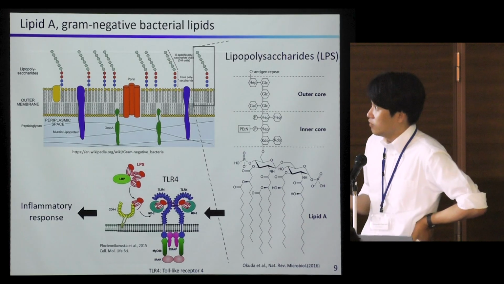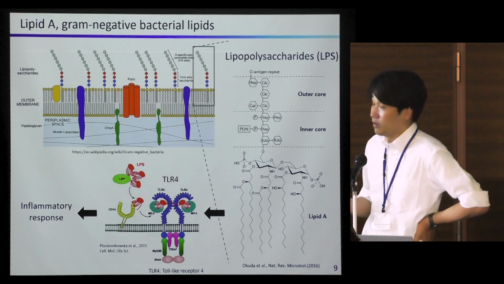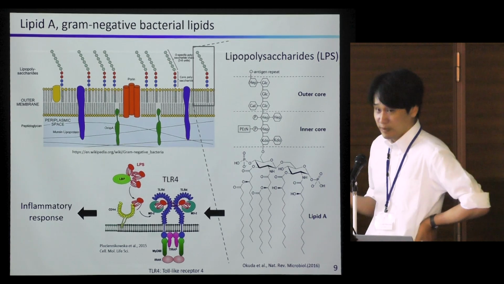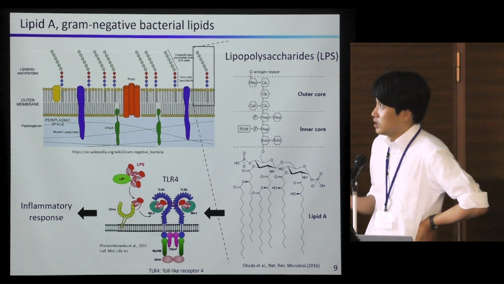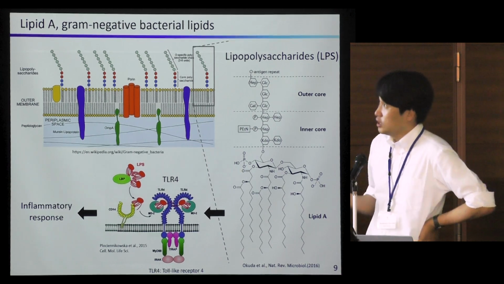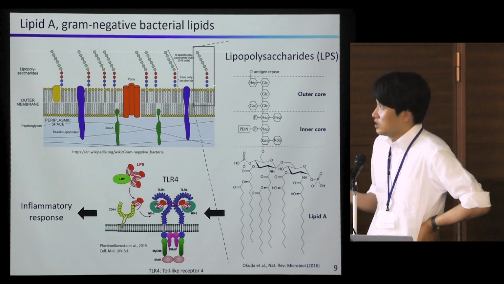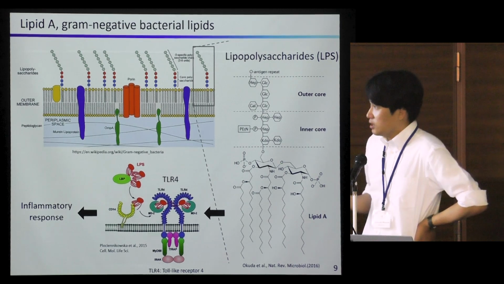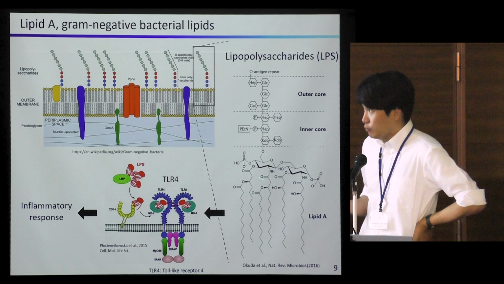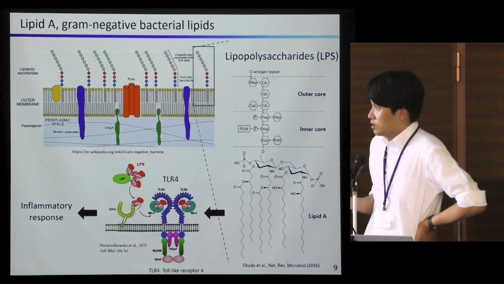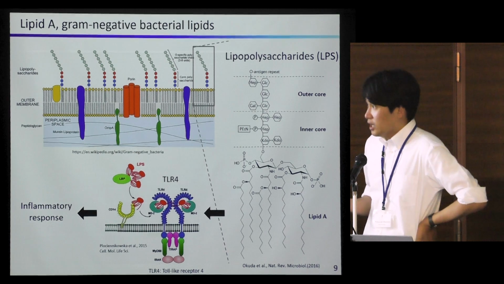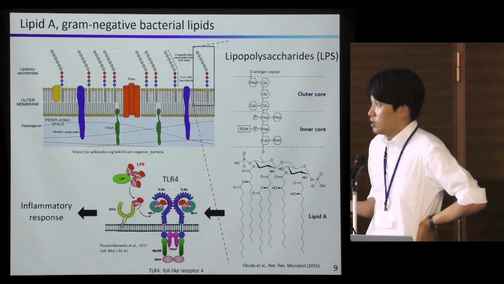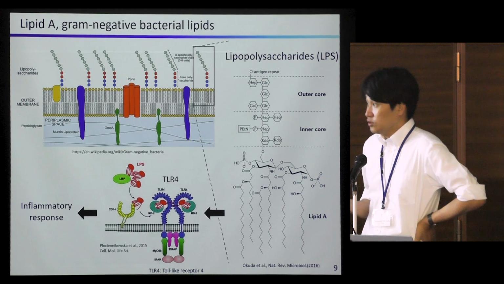The most famous bioactive lipid in bacteria is LPS. This is a gram-negative bacteria-specific lipid, and the polysaccharide is bound to the bilayer by an anchor molecule called lipid A. This is the structure of E. coli type lipid A. It has a diglucosamine backbone with 2 phosphate groups and 6 acyl chains in total. And this is a very strong agonist of TLR4, so this induces inflammation.